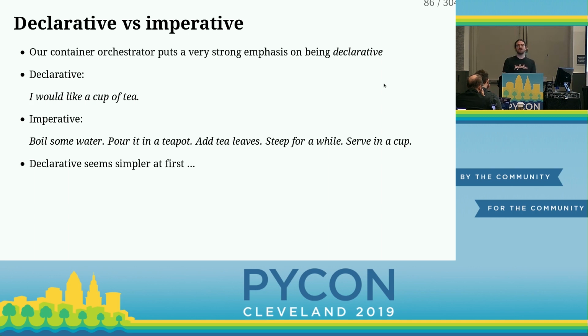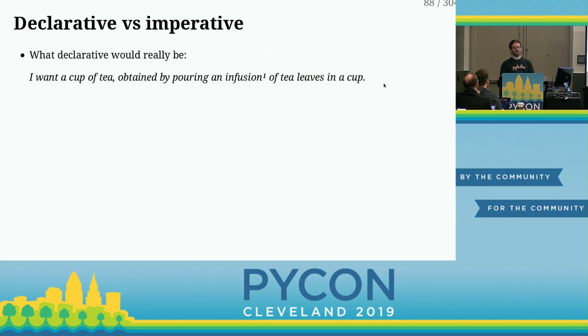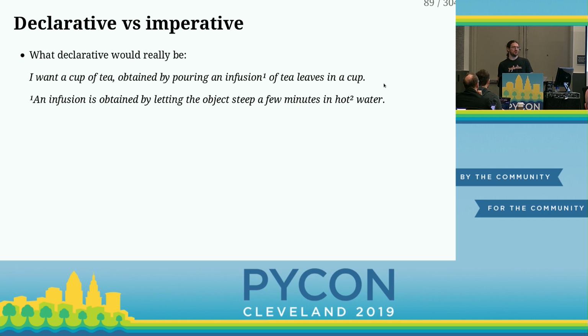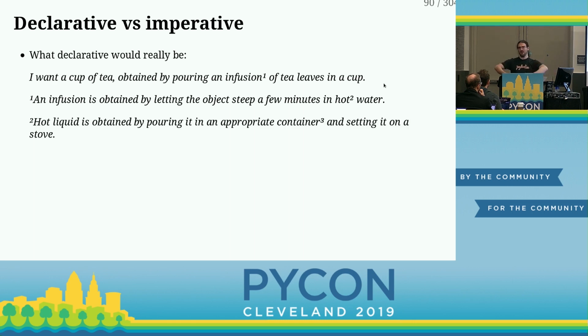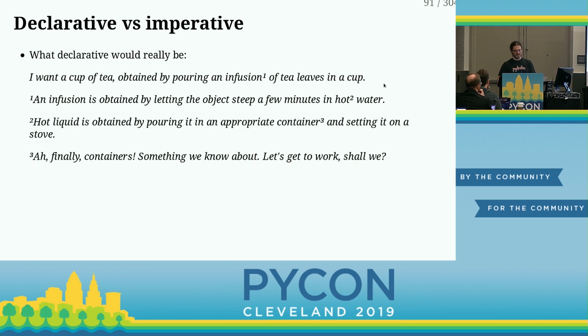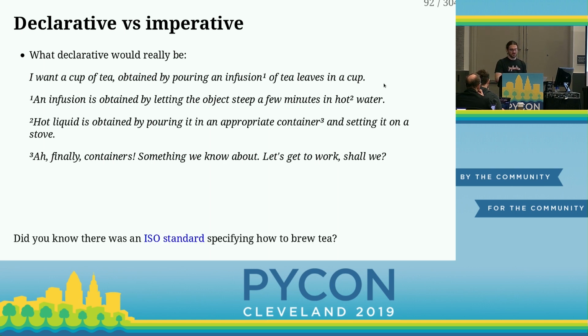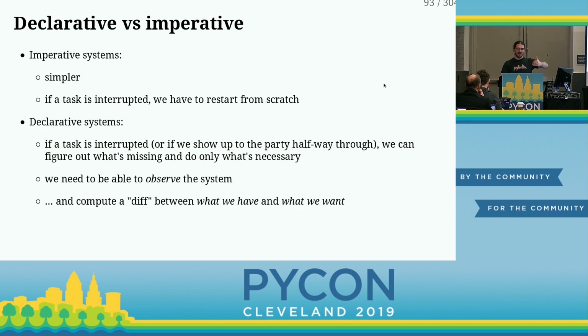At first, we could think that the declarative mode is simpler, because I just say I want some tea, but it requires knowing how to brew tea. And then I need to be explicit: a cup of tea is an infusion of tea leaves that you put in a cup. What's an infusion? An infusion is when you put the thing that you want to infuse, like the tea leaves, in hot water for a moment. How do you obtain hot water? By warming up cold water, etc., etc. So now, once we make that explicit, the imperative version is way simpler.